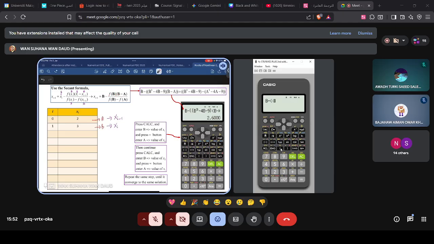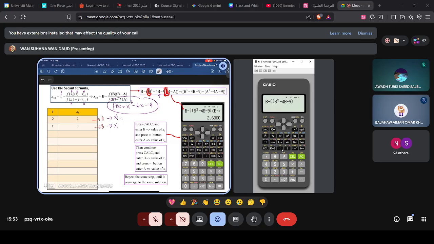So the equation given in the question is x cubed minus 4x minus 9. This is the fx. So the x will be B. So B alpha B to the power of 3 minus 4B minus 9, close the bracket. Close the bracket here.